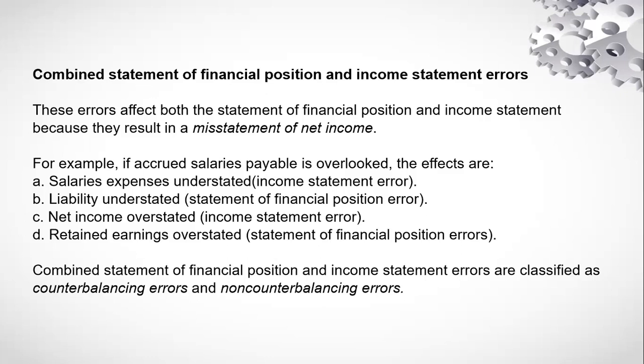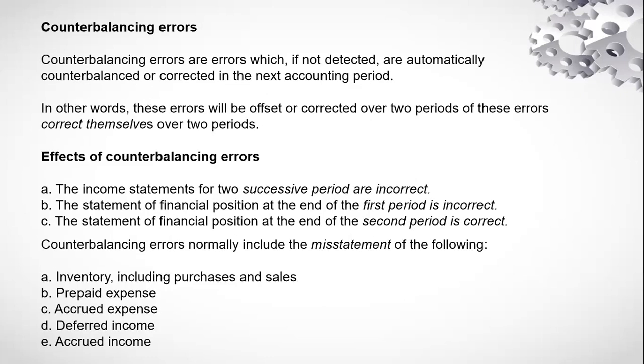Combined statement of financial position and income statement errors are classified as counterbalancing errors and non-counterbalancing errors. Counterbalancing errors are errors which, if not detected, are automatically counterbalanced or corrected in the next accounting period. In other words, these errors will be offset or corrected over two periods.